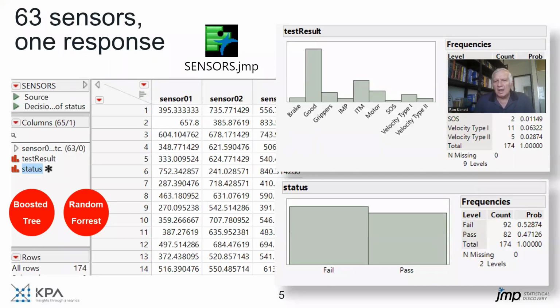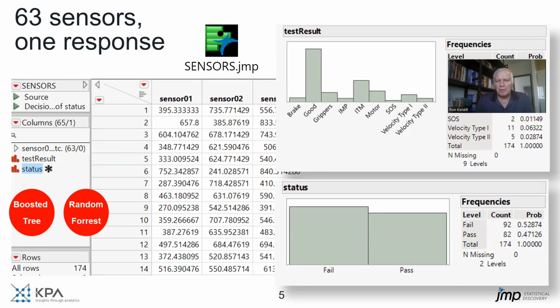The data I'm going to use is an industrial data set, 174 observations. We have sensor data. We have 63 sensors. They are labeled 1, 2, 3, 4 to 63. And we have two response variables. These are coming from testing some systems. The status report is fail pass. 52.8% of the systems that were tested failed.